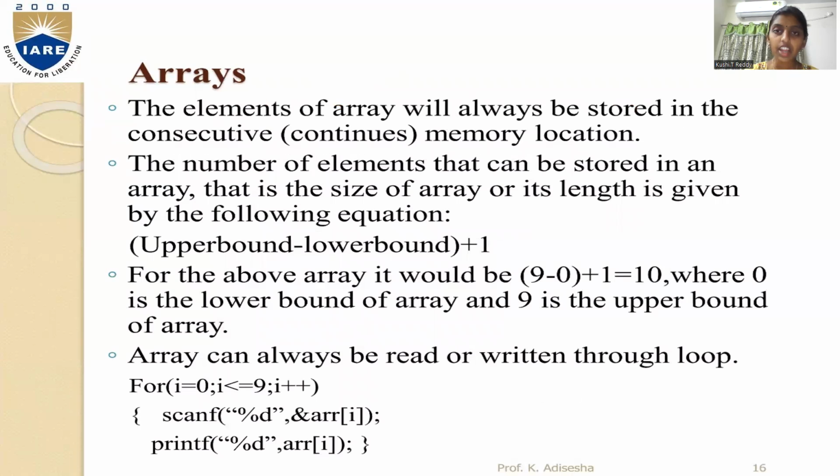The elements of an array will always be stored in consecutive, that is continuous, memory locations. The number of elements that can be stored in an array is nothing but the size or the length of the array. It can be given by the following equation: upper bound minus lower bound plus 1. So for the above array which was represented in the previous slide, the size of the array would be 9 minus 0 plus 1, that is 10, where 0 is the lower bound of the array and 9 is the upper bound of the array.